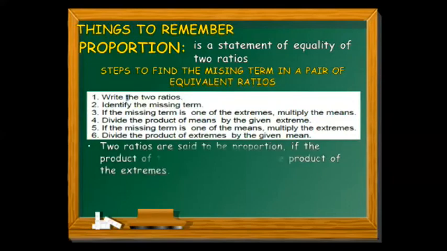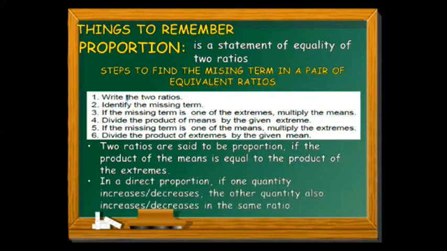And then two ratios are said to be proportion if the product of the means is equal to the product of the extremes. So, multiply lang natin siya. And last part, in a direct proportion, if one quantity increases or decreases, the other quantity also increases or decreases in the same ratio.